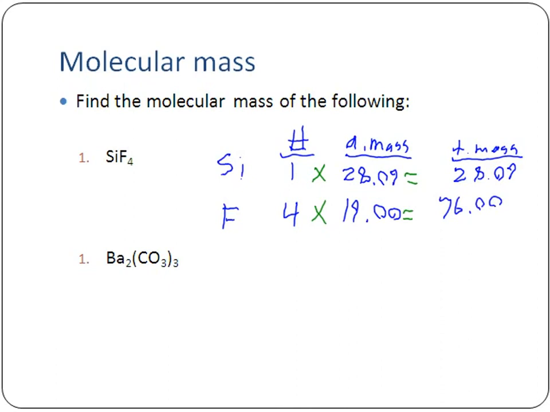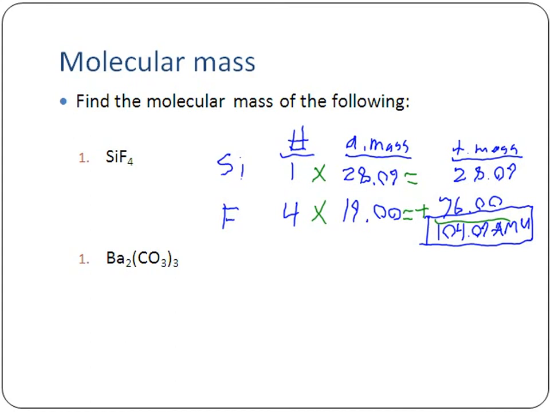At this point, to find the rest, we can just add those 2 up. So 76 plus 28.09 gives a total of 104.09. And the unit is going to be AMU. For right now, we'll find there actually is another unit you can use, but this is the one we will have for now. So 104.09 AMU is the molecular mass of SiF4, silicon fluoride.